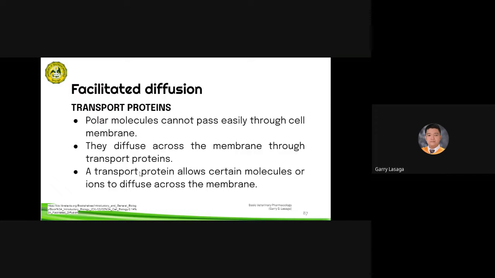So a transport protein allows certain molecules or ions to diffuse across the membrane. So there are only specific molecules that can be transported by these transport proteins. And one of those molecules are those molecules that are polar.